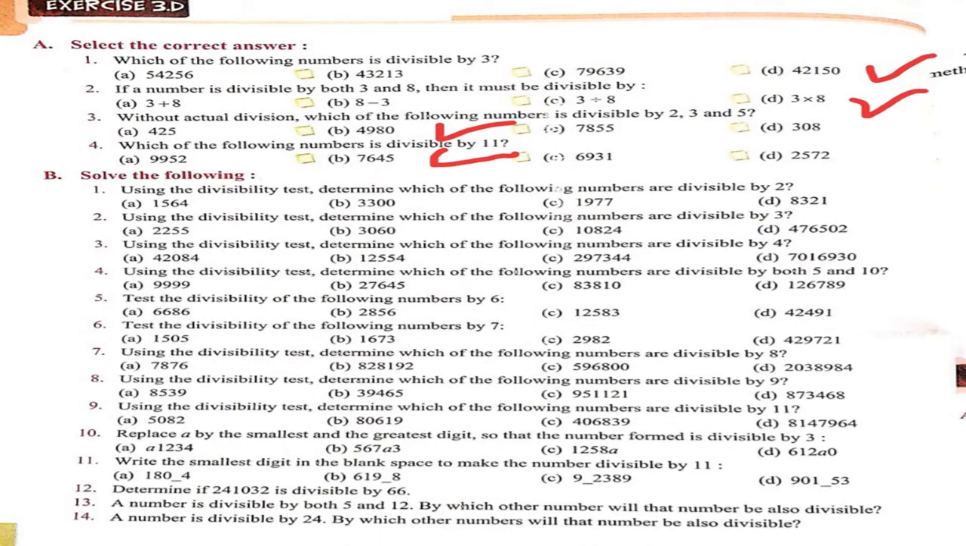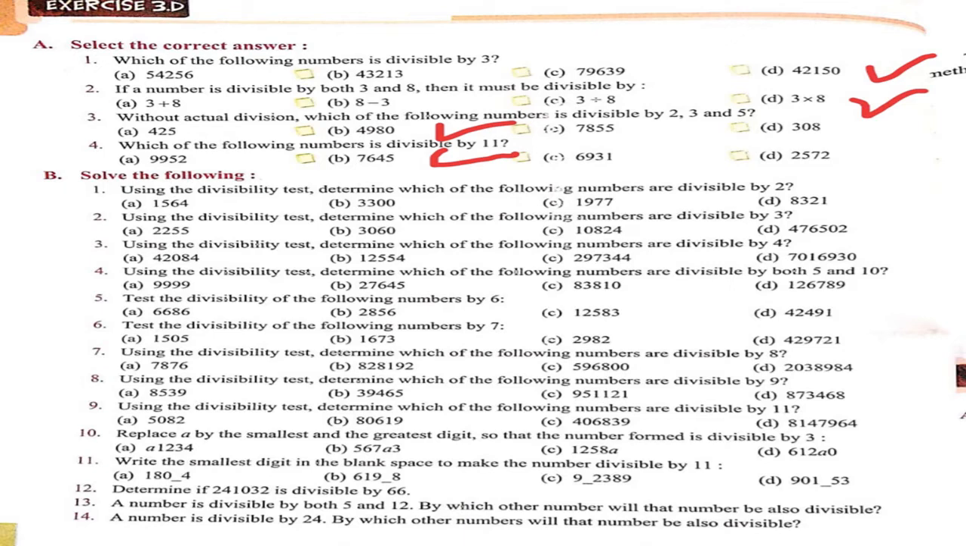Now let us start our exercise 3.D. Part A: select the correct answer. First question: which of the following numbers is divisible by 3? So what we have to do is add the digits of the given options and see whether they are divisible by 3 or not. So check option D once. 4 + 2 + 1 + 5 + 0 = 12. So 12 is divisible by 3. So option D is correct.